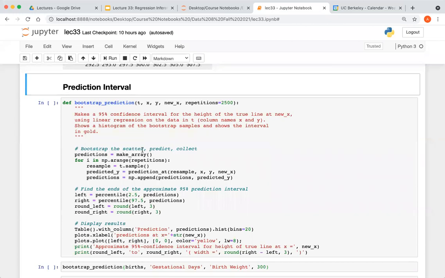Okay, so we're going to bootstrap the scatter diagram, make a prediction at new x, and collect all the predictions in a collection array. As always, we start with an empty collection array. And then for as many repetitions as we want to do, what does this first line do? Resample equals t dot sample. What does that line do? It bootstraps the table T. It does not actually bootstrap the scatter plot yet. It is bootstrapping the table. You're going to get another table.